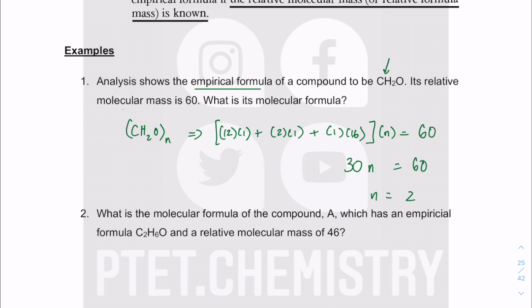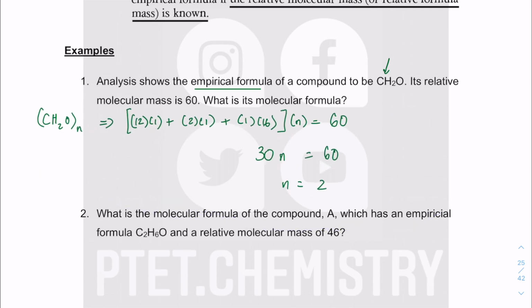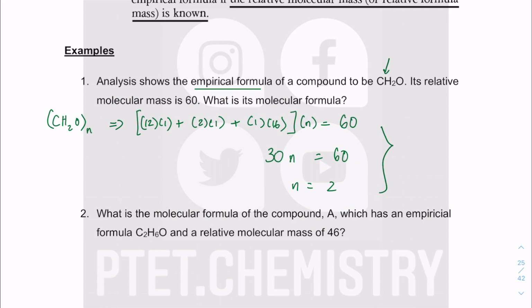So if N is equal to 2, that means my molecular formula, which is the actual number of atoms present in one single molecule, very, very important, one single molecule, is going to be a multiple of 2. So even though my empirical formula is CH2O, my molecular formula is C2H4O2, because 1 times 2 is 2, then 2 times 2 is 4, and then 1 times 2 gives me 2. So this is the molecular formula.